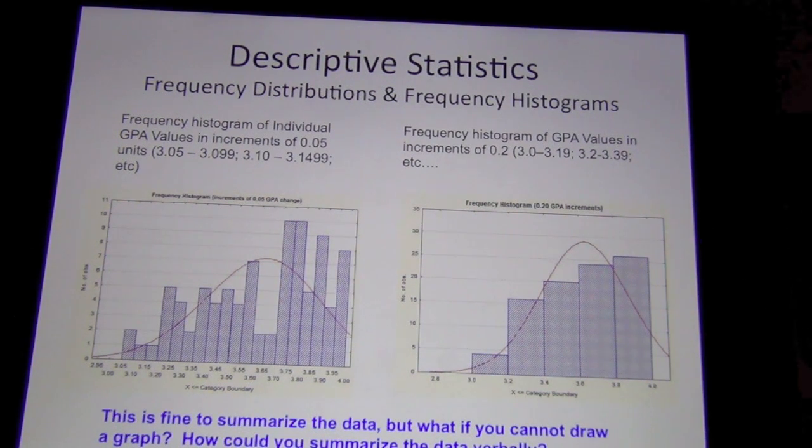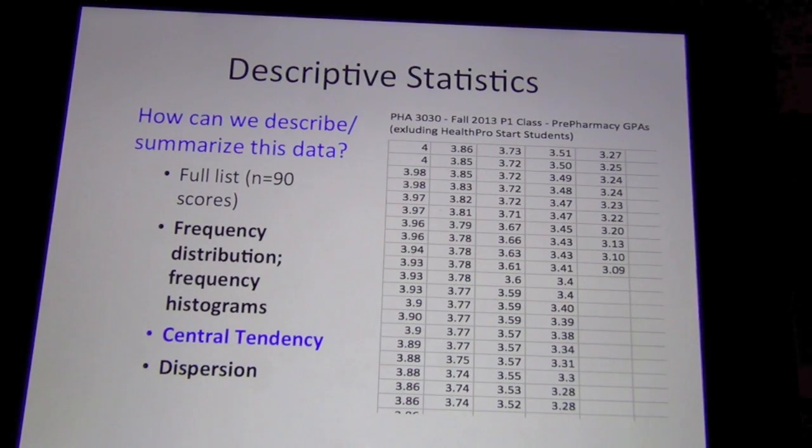Well, maybe you don't like graphs. What if you couldn't draw a graph? How would you summarize that data verbally? That is the 90 values. And that's probably the main focus of the rest of today's discussion. How would you describe the data, the 90 values that are there?